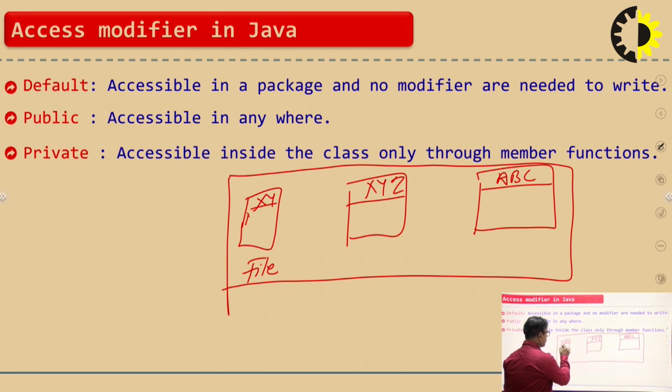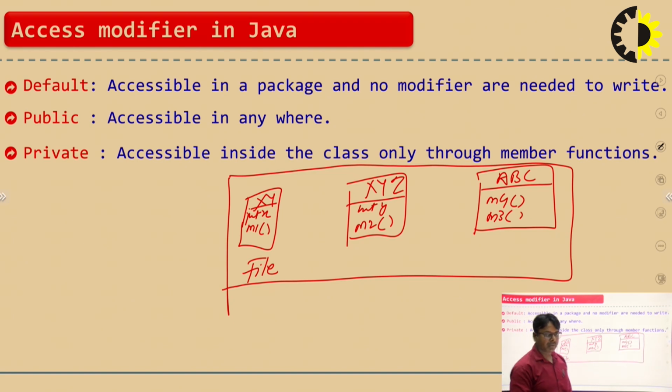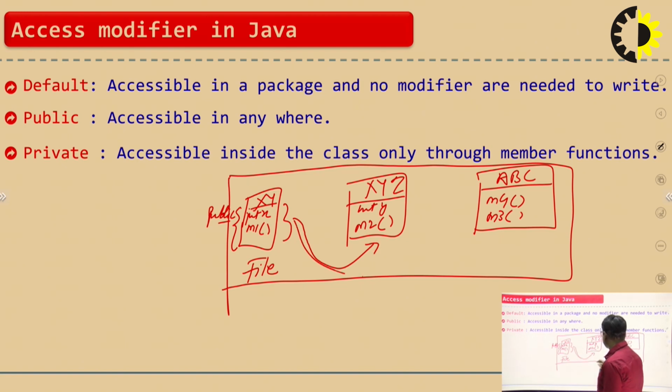Now the members: int x or method 1, int y, method 2, similarly method 3 and method 4. These are the member methods and variables being introduced. If we say that all these members are public, this public is a keyword in the programming language. If we say all these members are public, that means this member can be accessed here also, or this can be accessed here also.